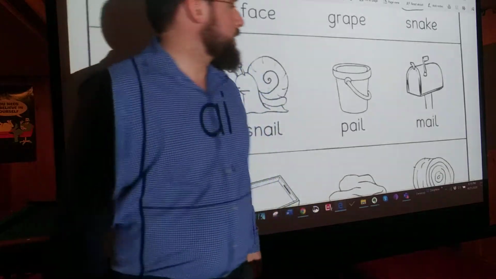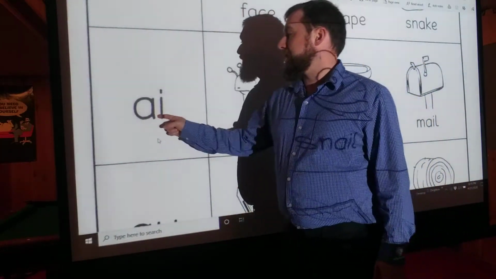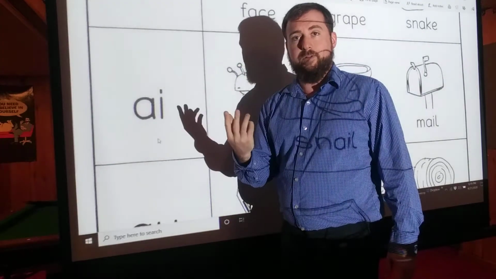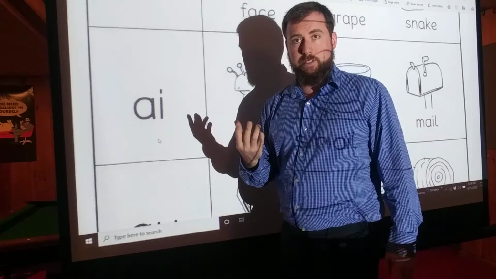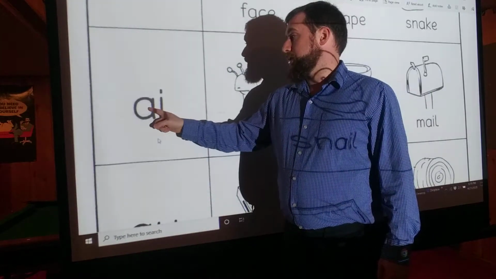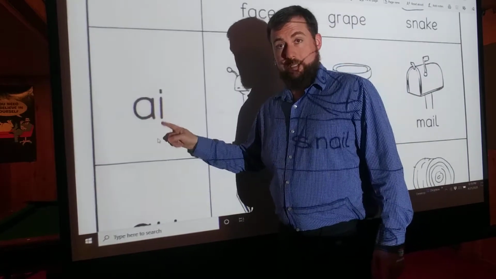Okay, next, this is pretty much the same idea. We have A and I. When A and I touch each other, those are two vowels. When two vowels go walking, the first one does the talking and says its name. So, this is going to say its name. It's going to make the A sound, and this is going to be silent.